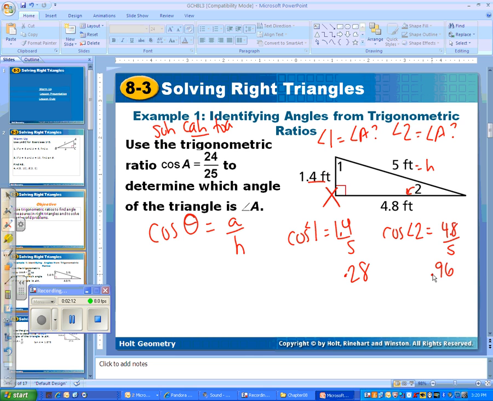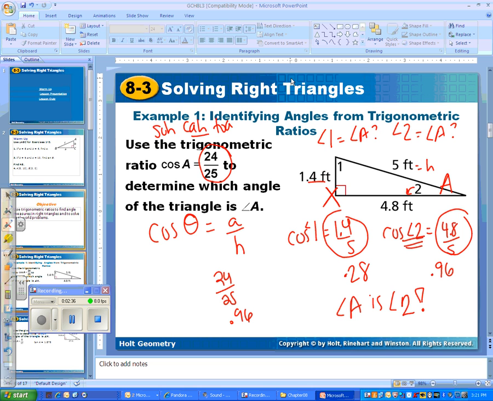Notice I'm not hitting the cosine or the sine or the tan button. All I'm doing is putting this in my calculator and this in my calculator. And the last thing you need to do is put this in your calculator. They told you that the ratio of those sides is 24 to 25. So 24 divided by 25 is 0.96. So that means angle A is angle 2. So you can say angle A is angle 2.